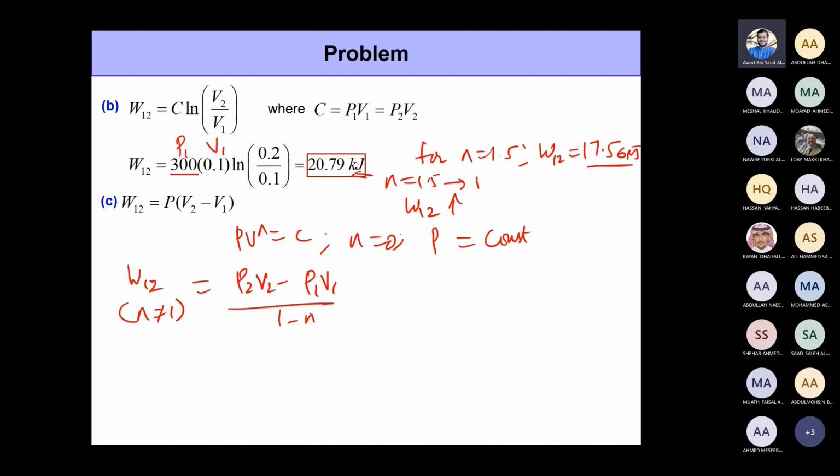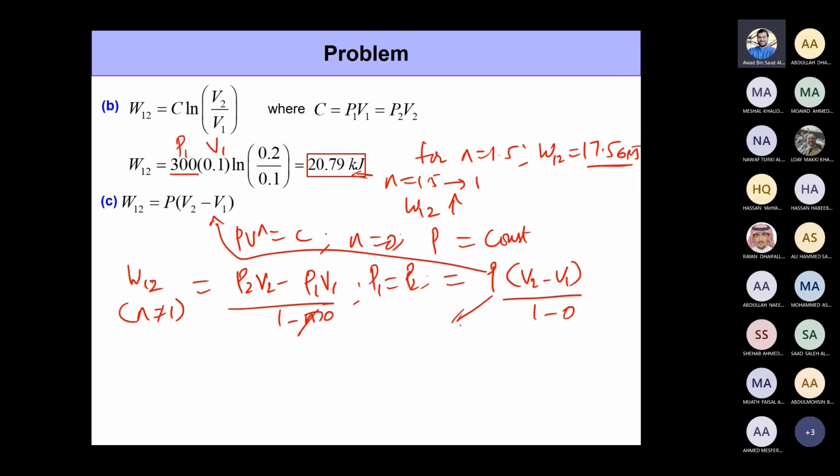N is 0, so this cancels out. And we set P1 equal to P2. So you can write the work output as pressure times (V2 minus V1) divided by (1 minus 0), or P delta V, just like we wrote here. So we have the pressure already provided to us.